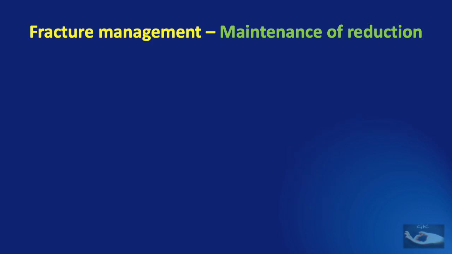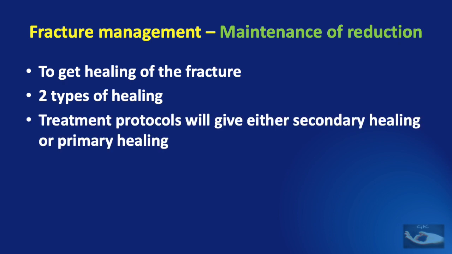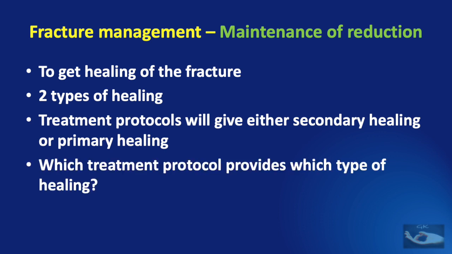Now we know that maintaining the reduced fracture will get a good healing, but there are 2 types of healing, as we have already seen, and the different treatment protocols will give either secondary healing or primary healing. We need to understand which treatment protocol provides which type of healing. Basically, we know we have 2 types of methods: closed reduction and open reduction.